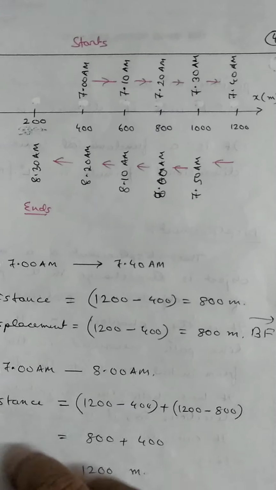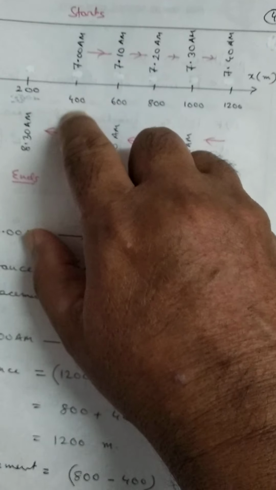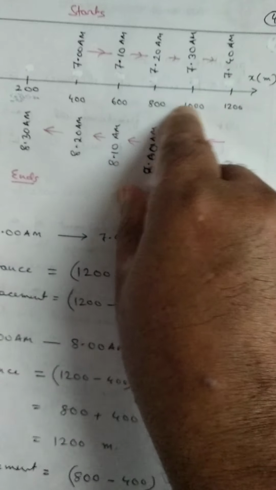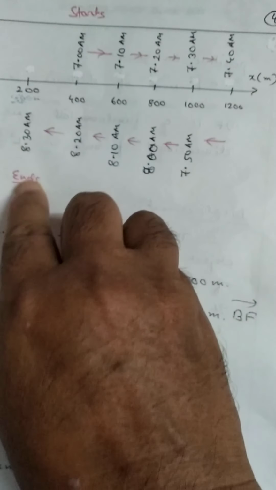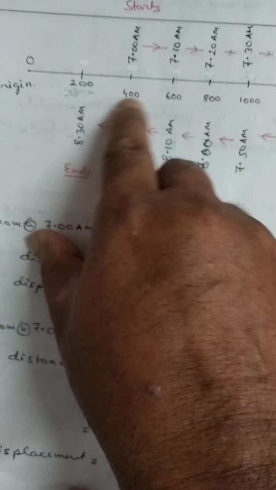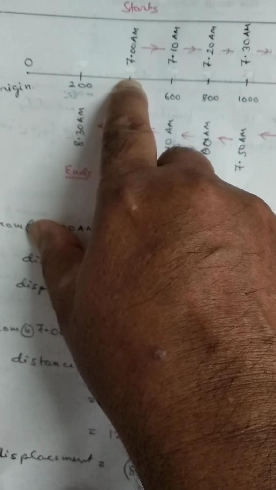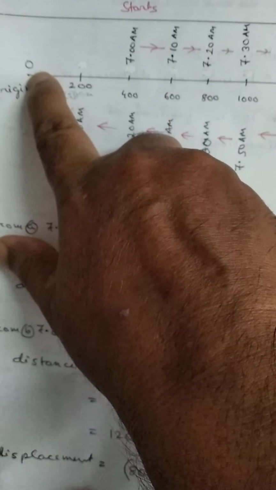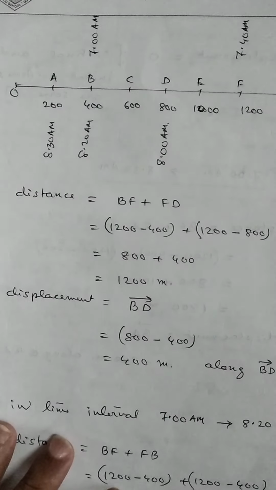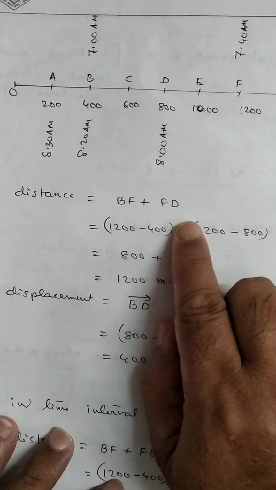Okay? That means the body moves like this. It starts the motion from this position at 7 a.m. It goes like this and returns back, and ends the motion at this position. Now, what are these 200, 400? These are the positions of the body at different instants, at different moments, with respect to this origin. Now, we have to calculate the distance and displacement of the body during the different intervals of time.